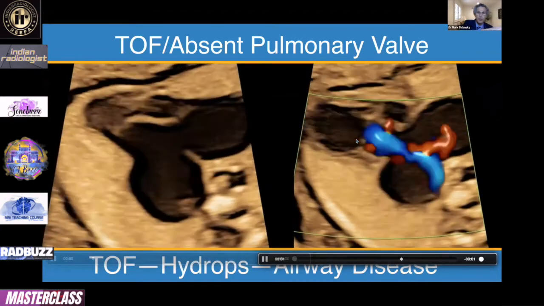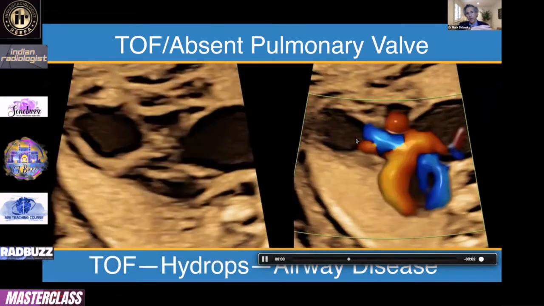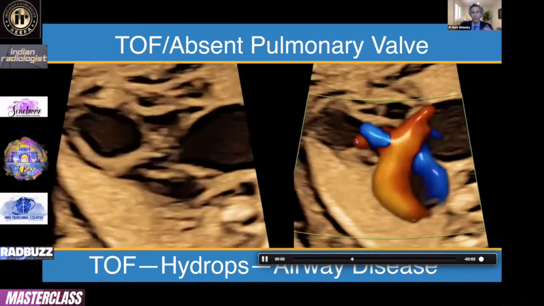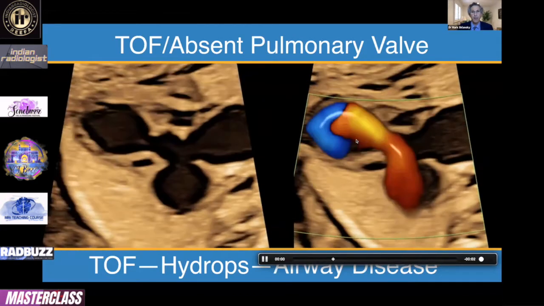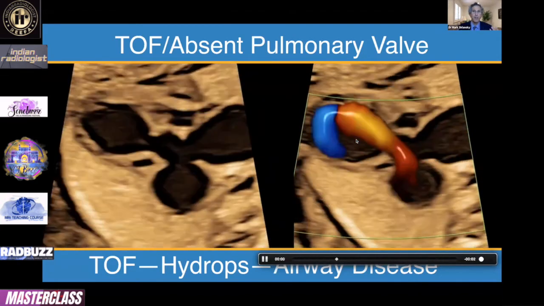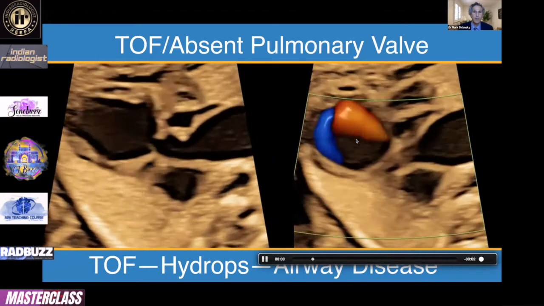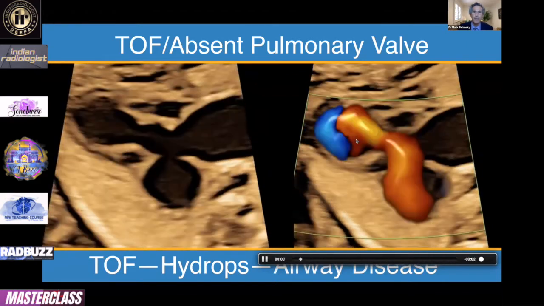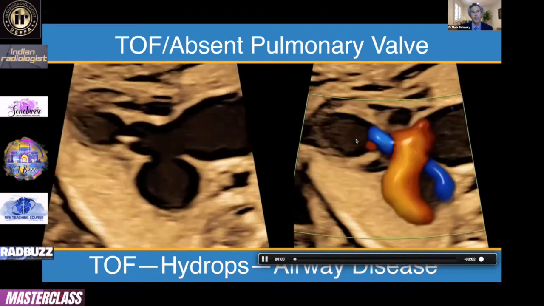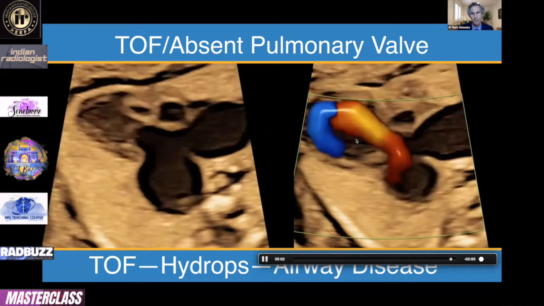So pulmonary regurg, and then you have back and forth flow. The pulmonary arteries get very big. You get hydrops because the right ventricle dilates, the tricuspid valve dilates, and you start to get tricuspid regurgitation. That doesn't happen with tetralogy of Fallot. It does happen with tetralogy of Fallot with absent pulmonary valve.